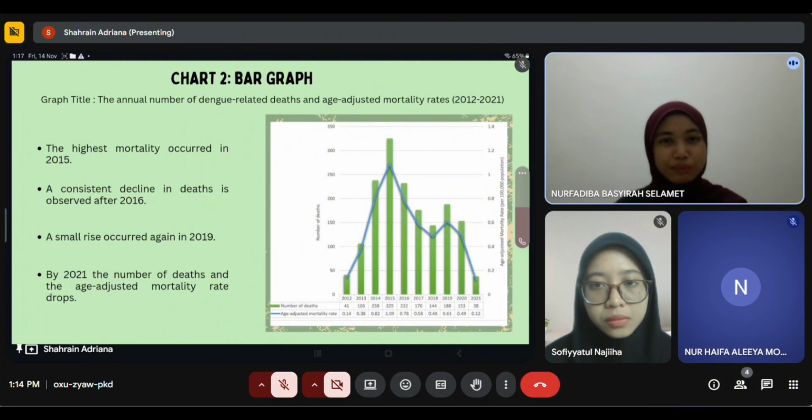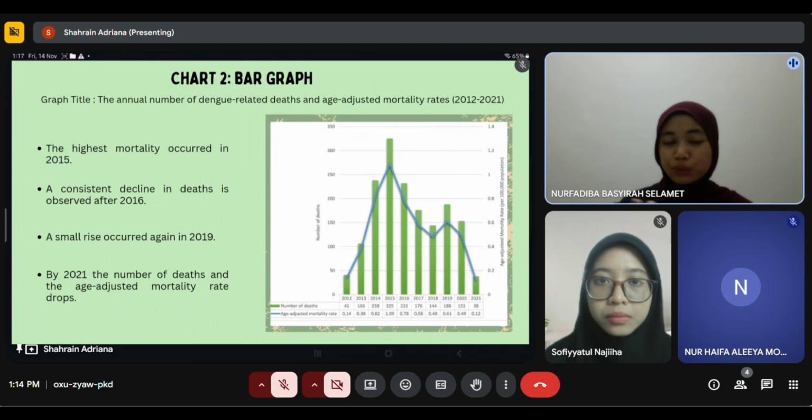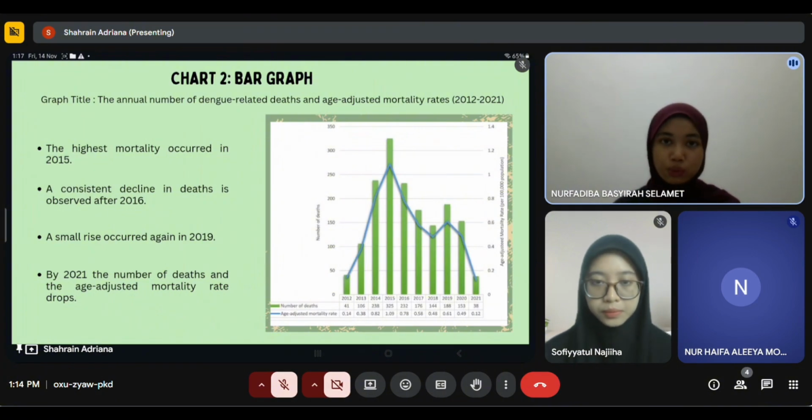Overall, we can see a clear pattern from the data: a sharp decline, a sharp increase leading to a major peak in 2015, followed by a gradual decline and stabilization by 2021.